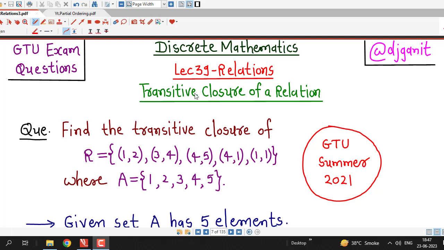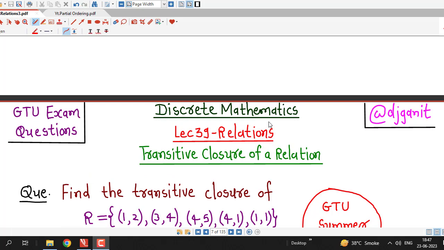Hello friends, I welcome you in lecture number 39 on relations. In this lecture we are going to discuss one more question on finding the transitive closure of a relation. We have understood what is transitive closure of a relation in lecture number 38.